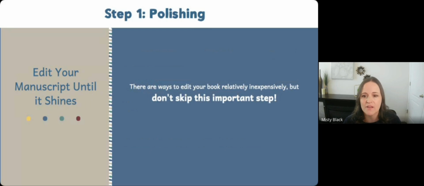And there are ways to polish up your manuscript relatively inexpensively by using critique partners, beta readers, and professional editors. And we'll talk more about how to find all of those later on, but don't skip this important step. You'll save a lot of headache and money if you get your book edited before illustrations begin, and before you break it into pages, and then again after illustrations are finished, and then a final proofread after your book is put together. So there's several stages of editing you want to be aware of.